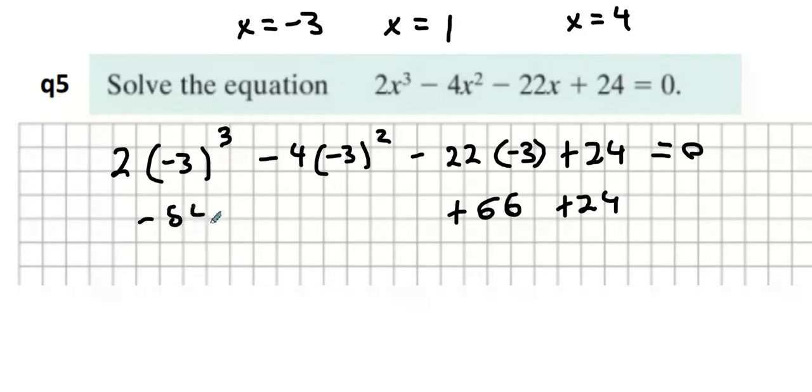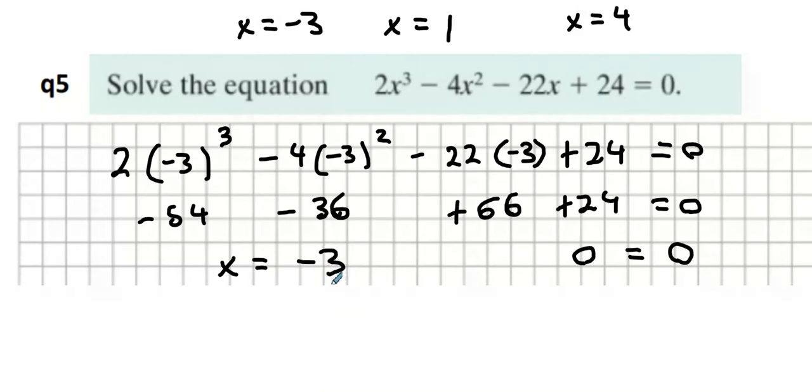What's minus 54? Plus 36? Whoa. Minus 36. And is everybody happy that 0 equals 0? Now that's 0 equals 0. That means it's a root.